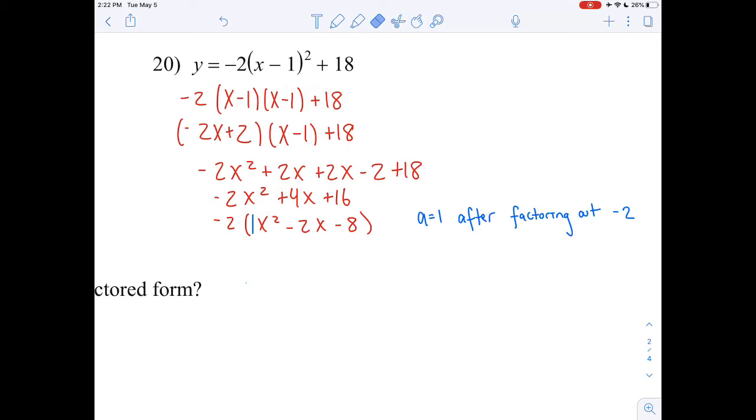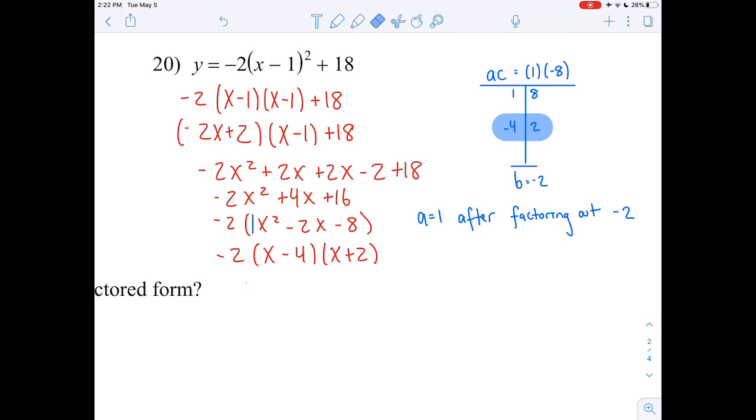And in order to help me factor that, I'm going to use an AC table. And my new A and C values are going to be 1 and -8. And those factors have to add to make -2. And I can get that if I combine -4 and 2, which means that since A equals 1, I can jump straight to factored form of x minus 4 times x plus 2, all multiplied by -2. So that's how I would convert to factored form there.